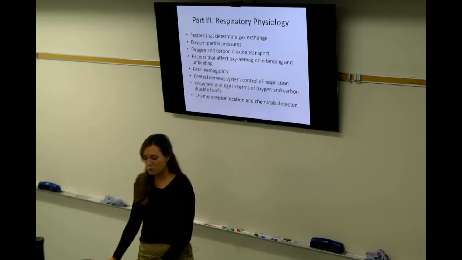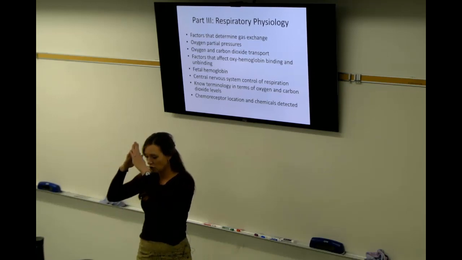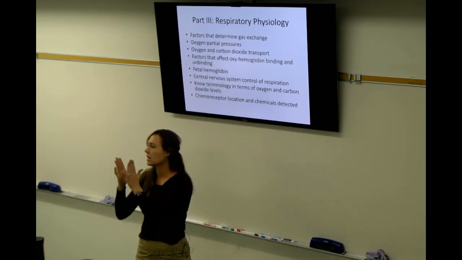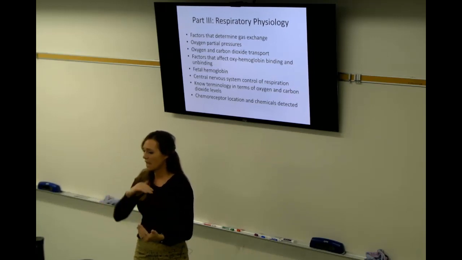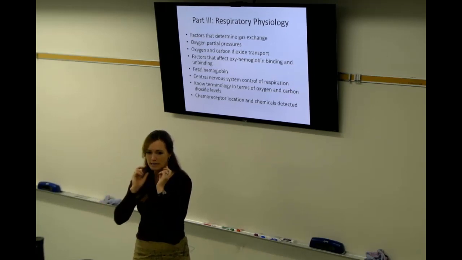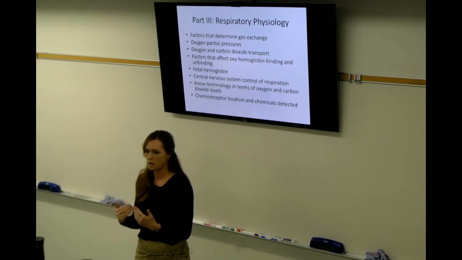So chemoreceptor locations and chemicals detected, that's really back to the central nervous system, pons and medulla, detecting carbon dioxide or low pH. Peripherally, the aortic arch and carotid sinus are primarily going to detect or respond to oxygen.